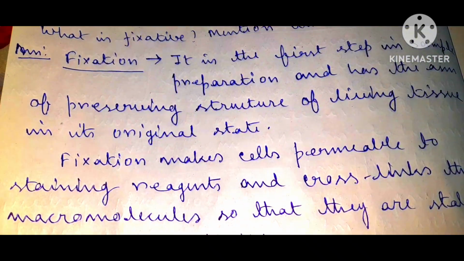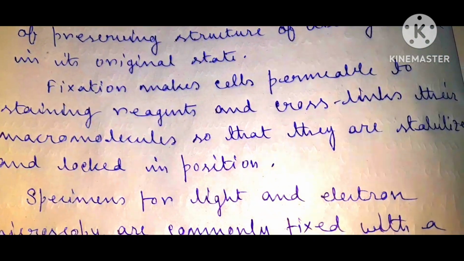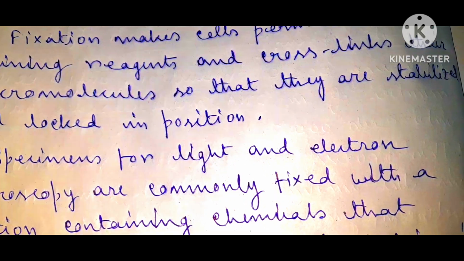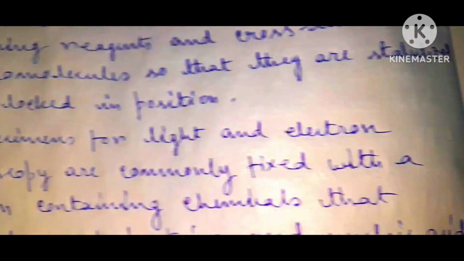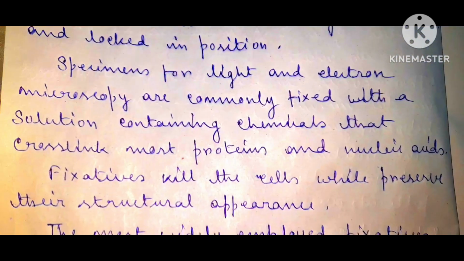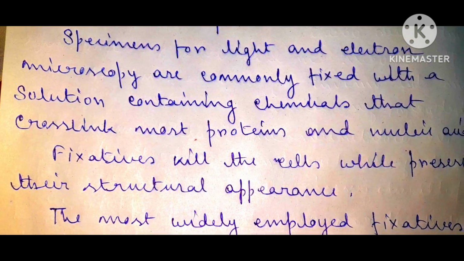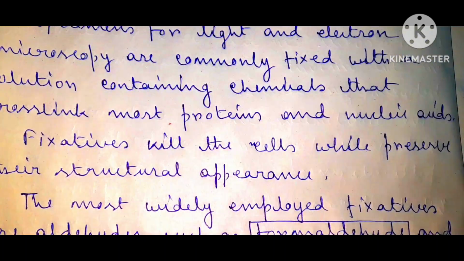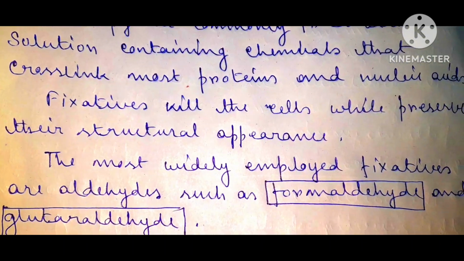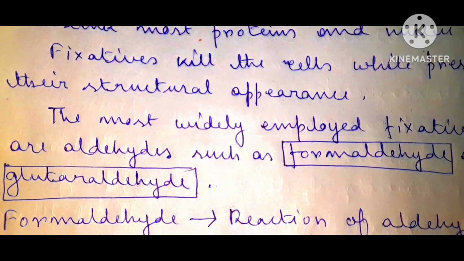in its original state. Fixation makes cells permeable to staining reagent and cross-links these macromolecules so that they are stabilized and locked in position. Specimens for light and electron microscopy are commonly fixed with a solution containing chemicals that cross-link most proteins and nucleic acids. Fixatives kill the cells while preserving their structural appearance.